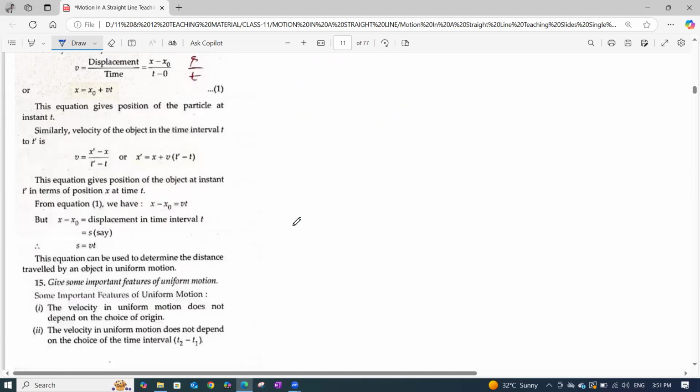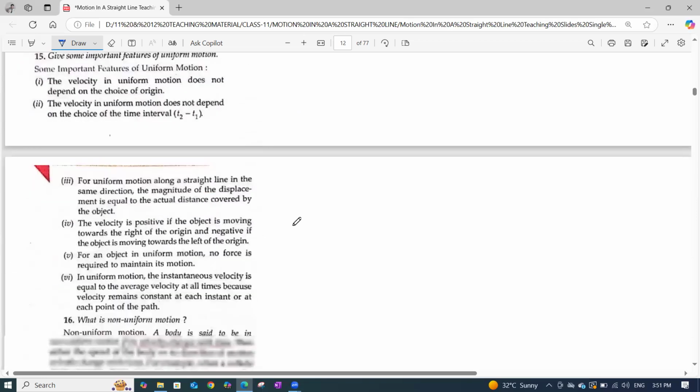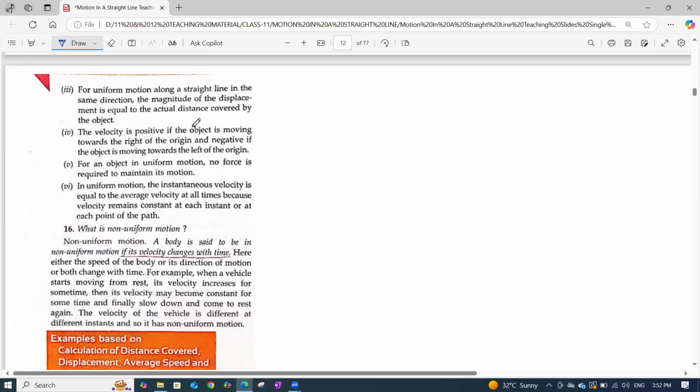Uniform motion, non-uniform motion, and here you can see there are a few important features of uniform motion. First, the velocity in uniform motion does not depend on the origin of choice. Whatever the origin may be, it will be uniform motion. It doesn't depend on the origin. The velocity in uniform motion does not depend on the choice of time interval also. You can calculate from t1 to t2, or from t2 to t3, and so on. For uniform motion along a straight line in the same direction, magnitude of displacement is equal to actual distance. So distance will be equal to displacement when the body is traveling in a straight line.